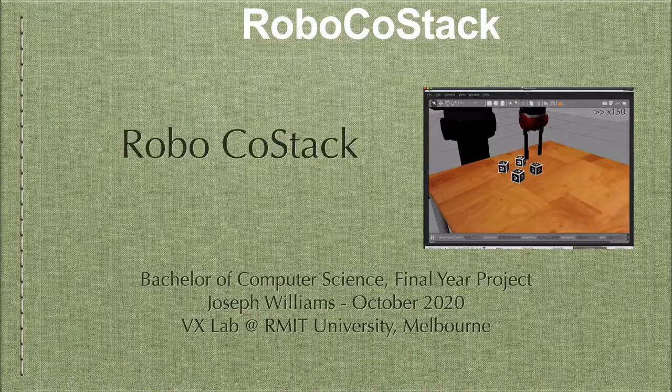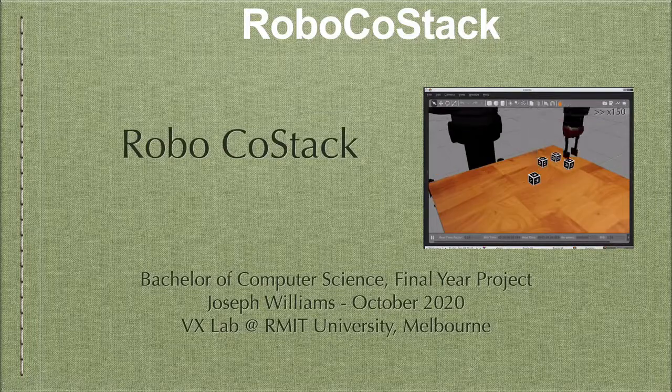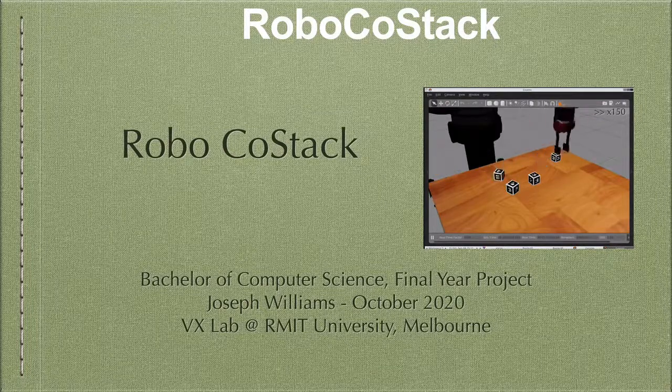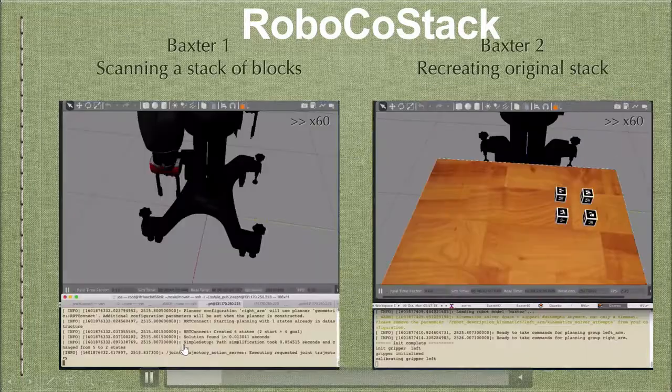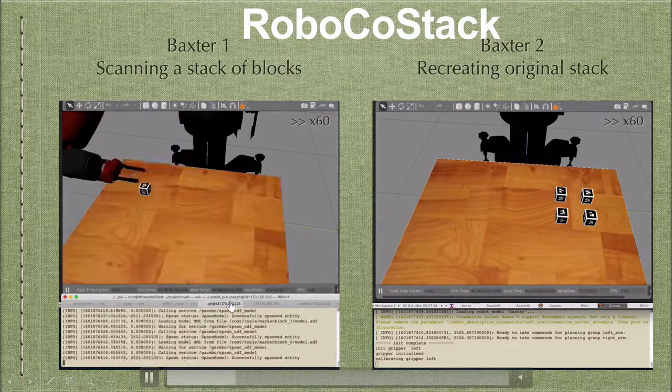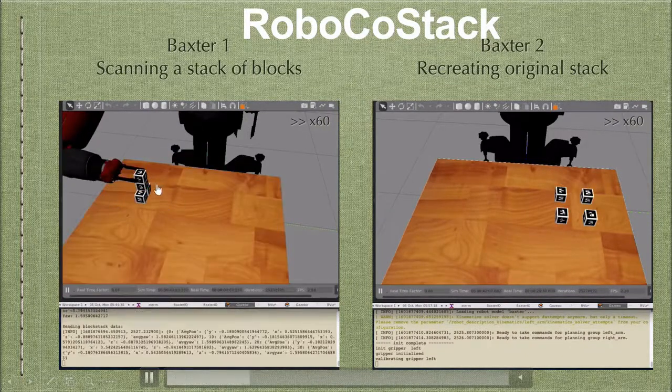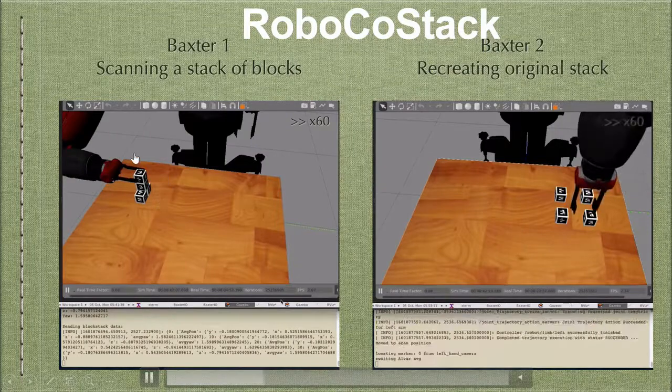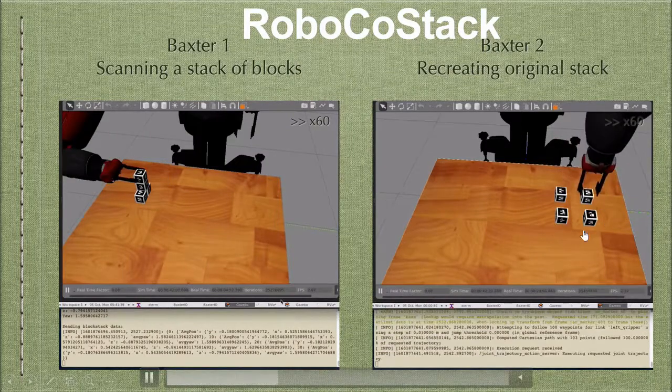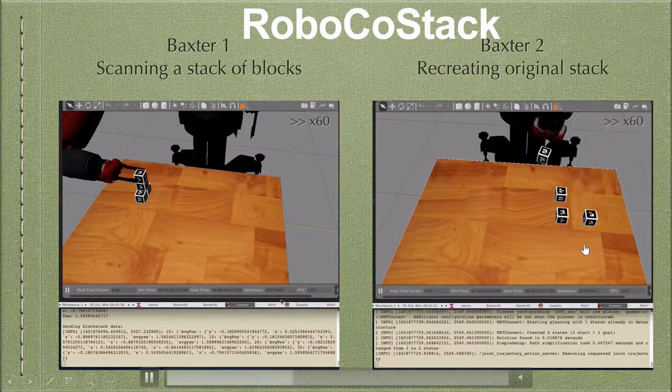The final version of the project provides a demonstrator where one of the two robots scans its local block stack, sending a representation to the remote stack for duplication. So here's the scanning part, and here's the remote stack where duplication occurs.